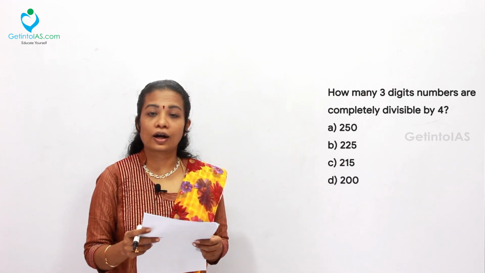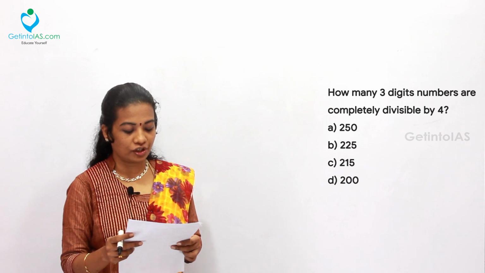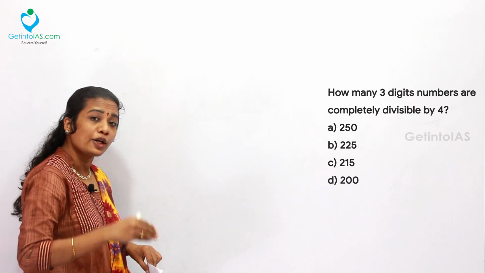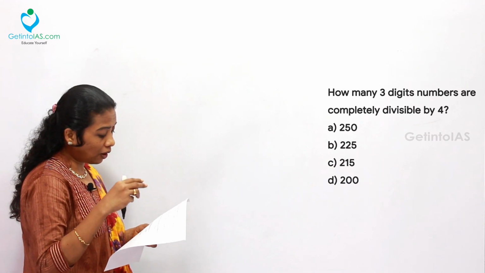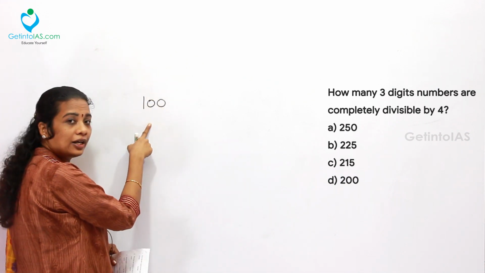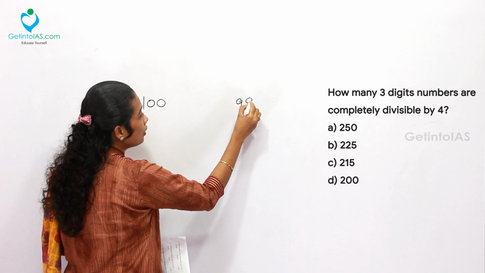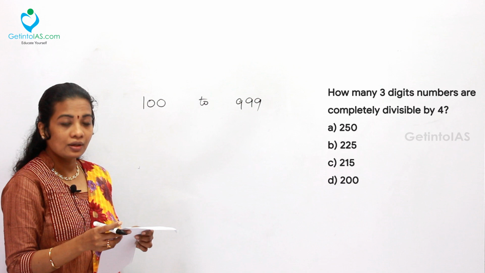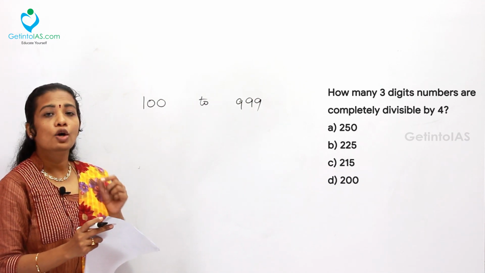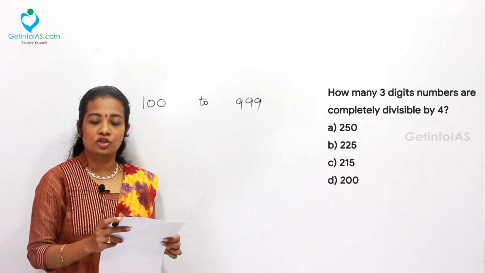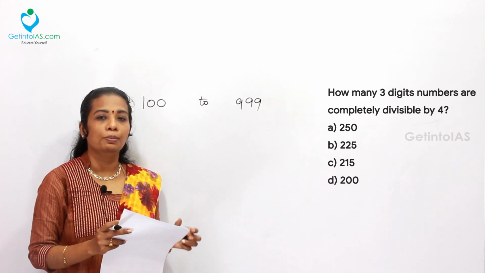The next question. How many 3-digit numbers are completely divisible by 4? That is the next question. So, how many 3-digit numbers? Here the word between is not given. So, you can include the range of all the 3-digit numbers. So, what are the 3-digit numbers? Take the smallest 3-digit number up to the largest 3-digit number. So, this is the range. But the condition given is they must be divisible by 4. So, what is the rule for 4? You can recall in the previous video lecture, given in the test of divisibility rules basics.